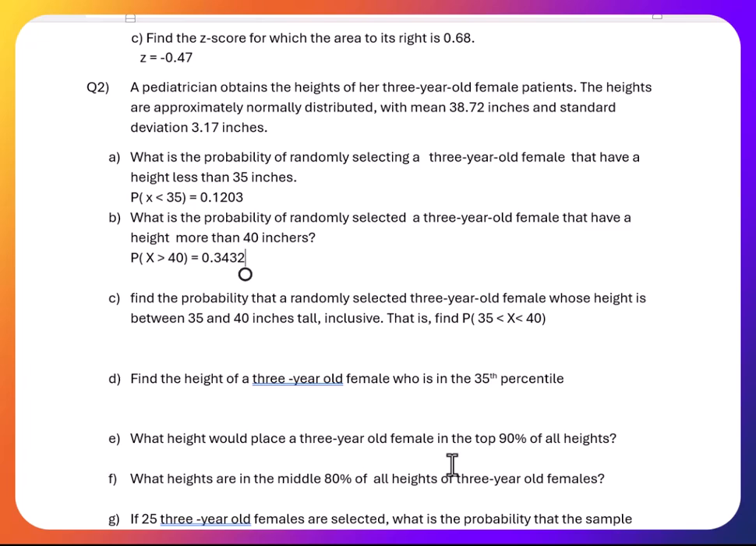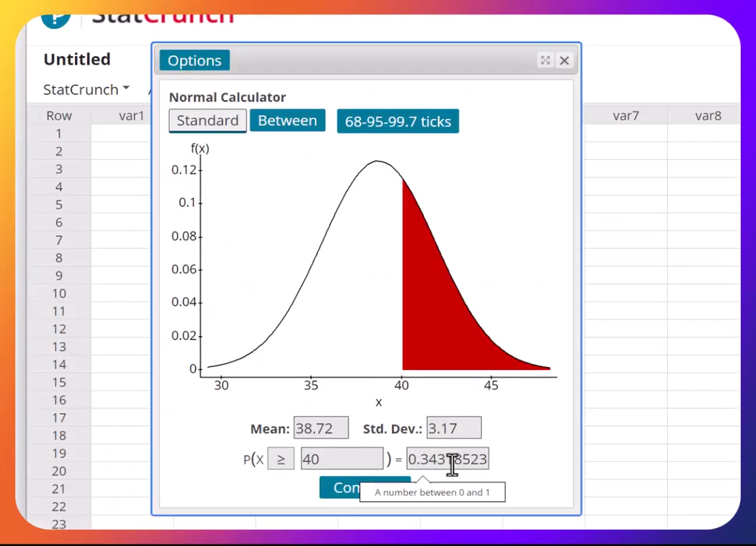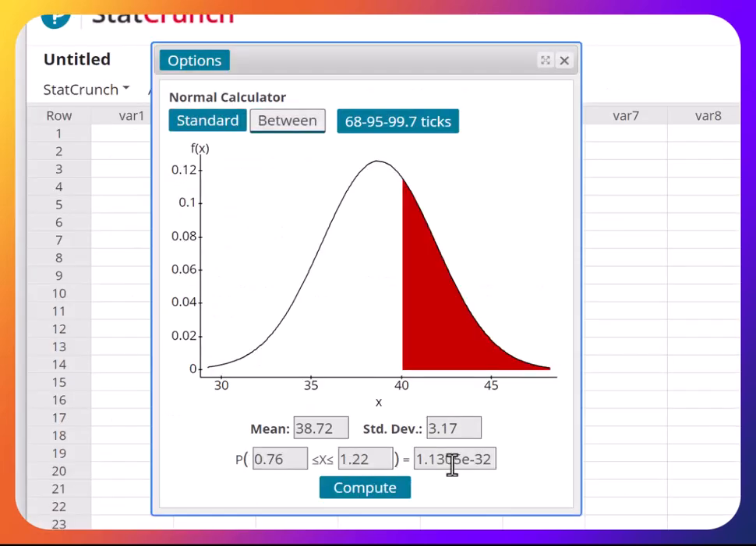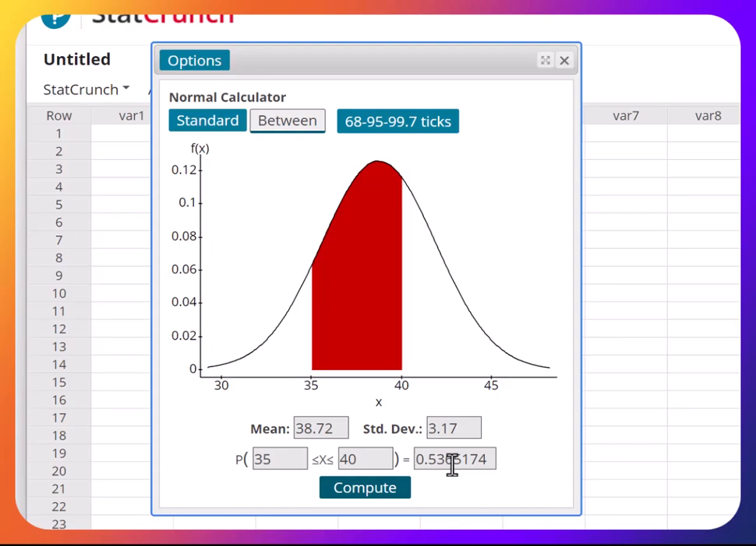Next question. Find the probability that a randomly selected 3-year-old has a height between 35 and 40. So we need probability of 35 less than X less than 40 equals. Okay, let me show you how to use this applet. You have the between function right there, just use it and put 35 right here. It's very easy to use this applet, guys. It's extremely easy. Compute. 0.5365.